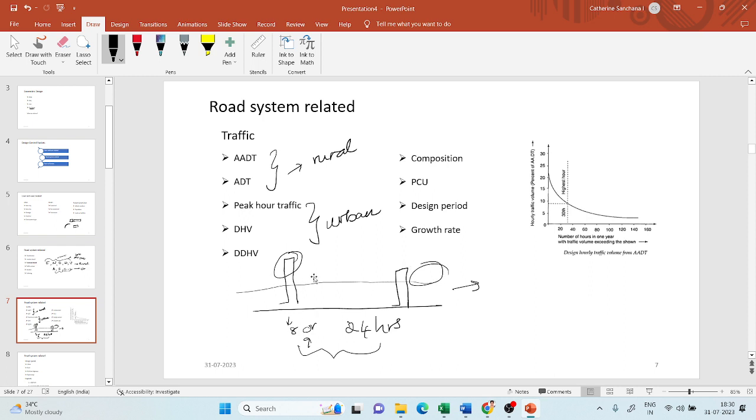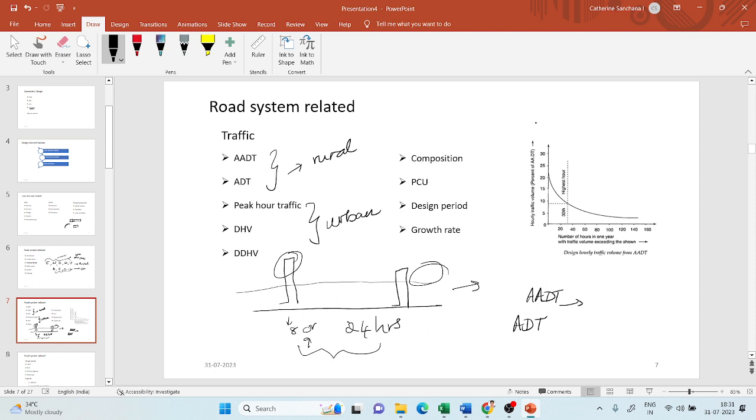Next, rural roads will not have a peak; the chances are very low that they have peak traffic. In that case, the rural roads will be designed for something called AADT or ADT, where AADT is the average annual daily traffic and ADT is the average daily traffic. Now, let us see what they are in detail.